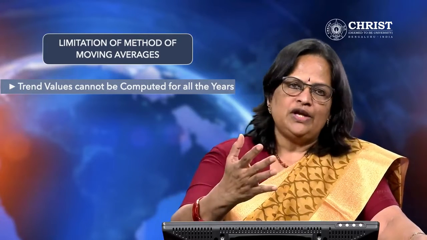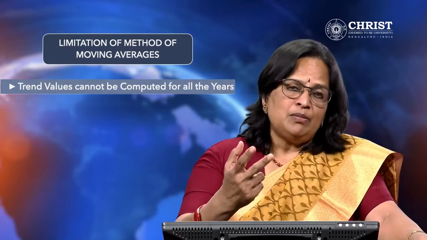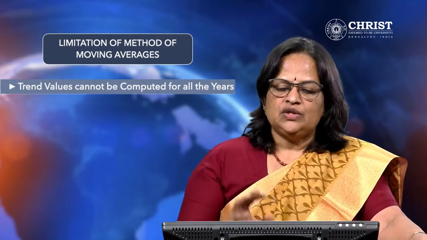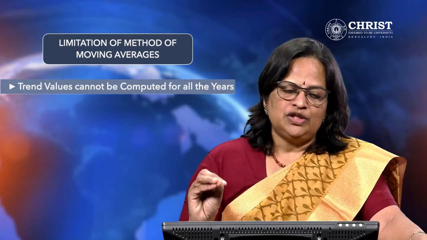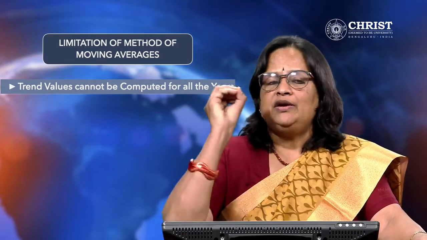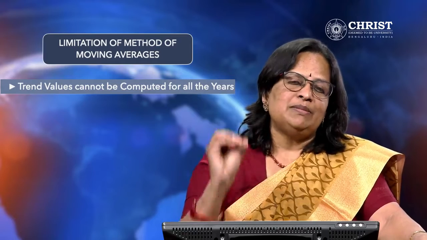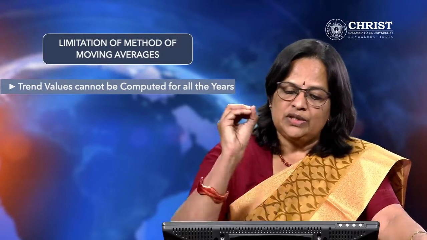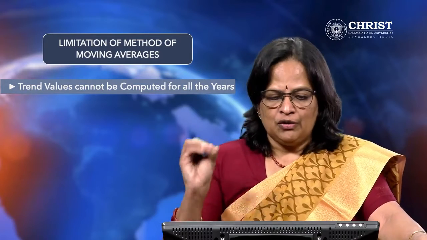When you are taking the 4 yearly total, in the second problem we have learned that the first 2 years and last 2 years' values are not there. So that is the main limitation of this method. If you want to take proper decisions, we need values for all the years. But this method is not providing values for all the years. So the trend values cannot be computed for all the years.